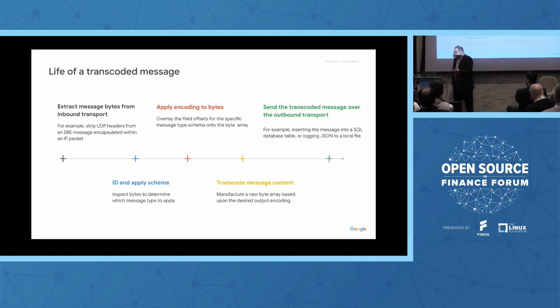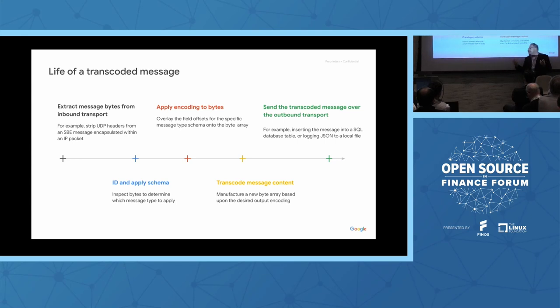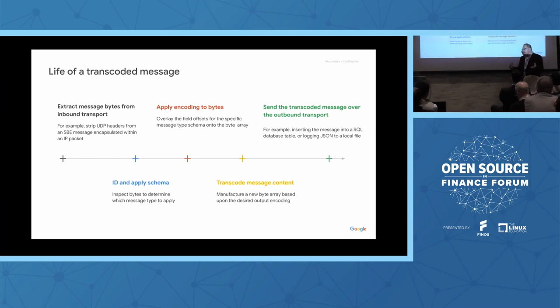Next, we're going to take a look at the life of a transcoded message. This is really the essence of how you do this in an algorithmic way. In the case of electronic trading and being on a multicast network, you would get a packet in. You would have to strip any extraneous things from the payload. So if you're getting a UDP packet or you're parsing it out of a PCAP message, you might have 12 bytes that have no meaning that you need to take off first. So really what you do is you isolate the message payload from the delivery transport, the inbound transport.